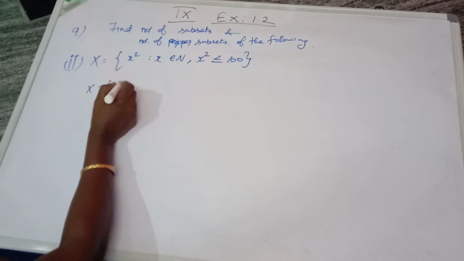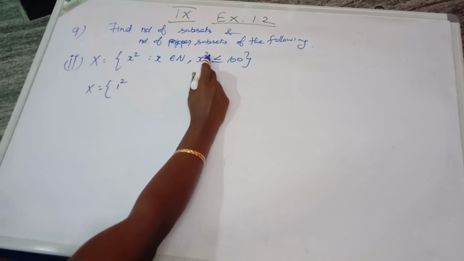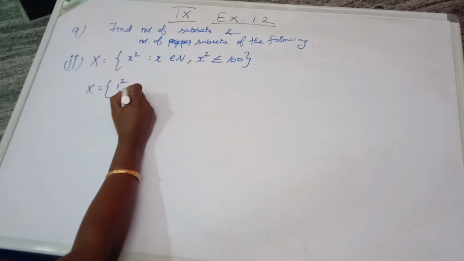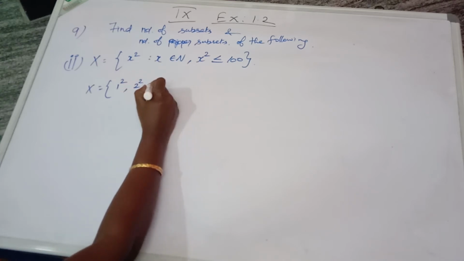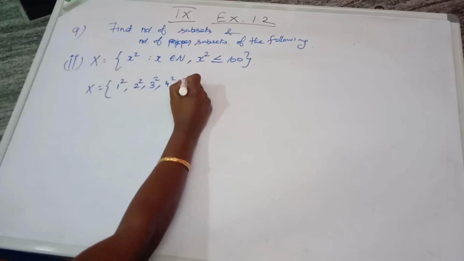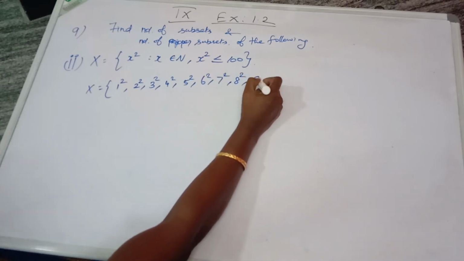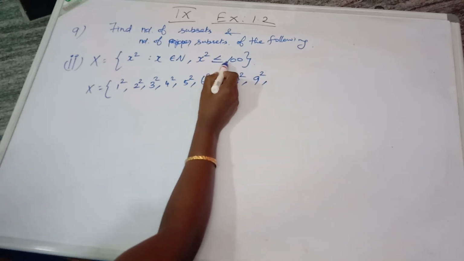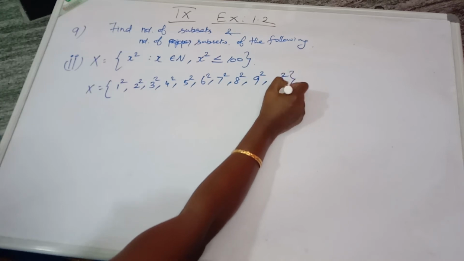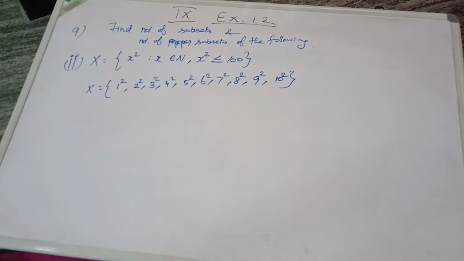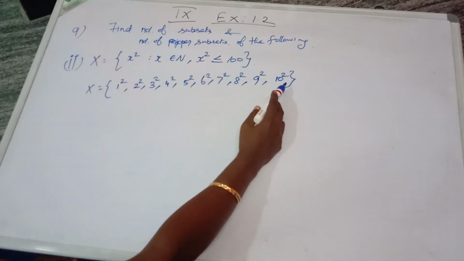So x equal to 1, 1 square, x square should be less than or equal to 100. Then after 1 in natural numbers comes 2, so 2 square, then 3 square, 4 square, 5 square, 6 square, 7 square, 8 square, 9 square, here less than or equal to 100. So equal, 100 is also we can include. So 10 square. 11 square you can write, but that x square should be greater than 100. So up to this you have to stop.